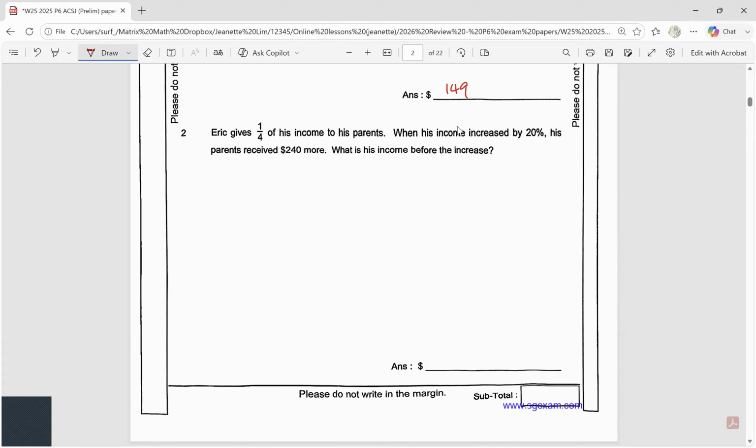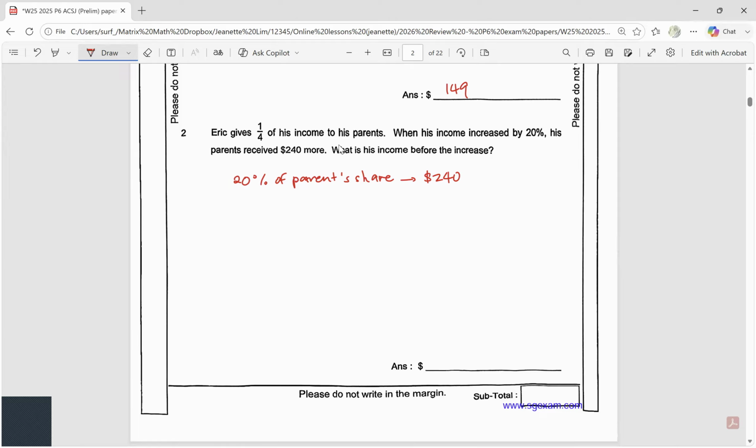Now, if he's going to give 1/4 to his parents, and if his total income increased by 20%, then what his parents would receive is actually 20% more. So since the parents receive $240 more, that is actually 20% of the parents' share. That's the extra that the parents will receive, which is the increase of 20%.